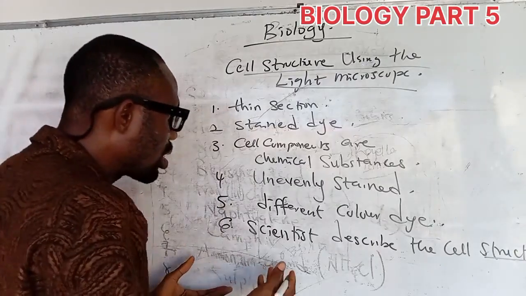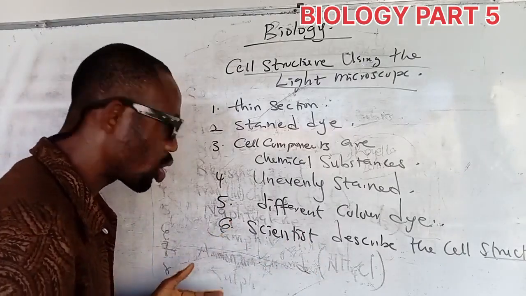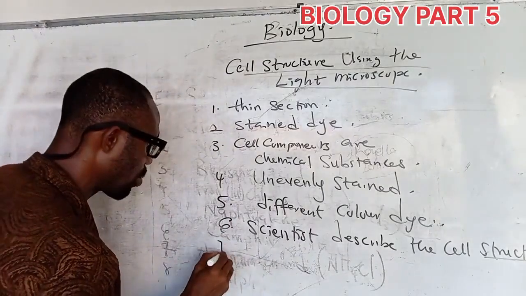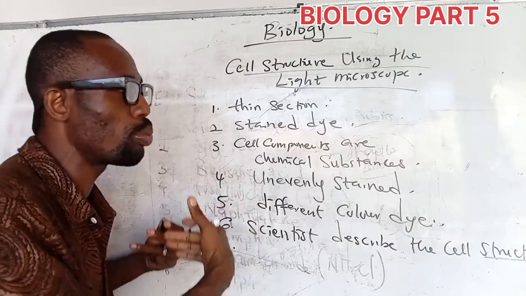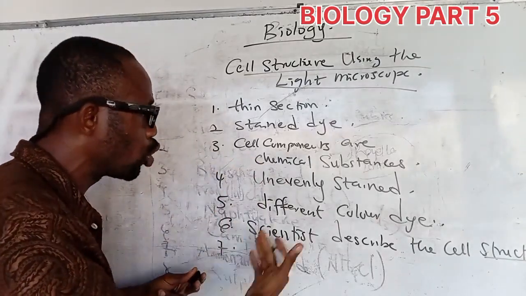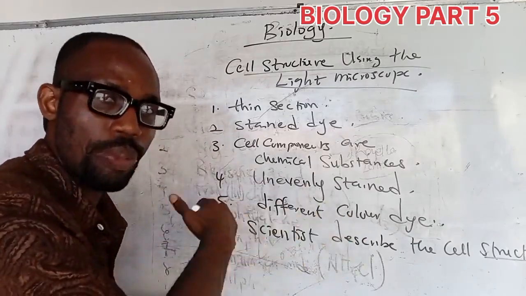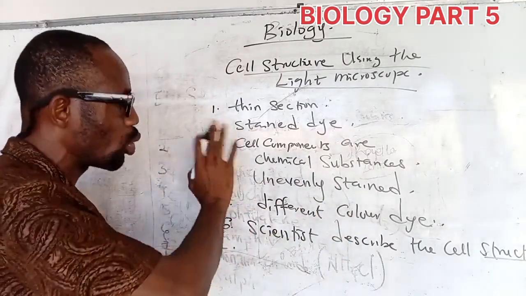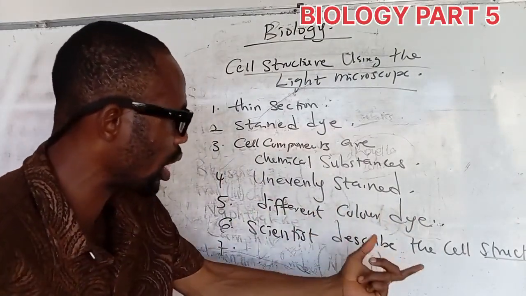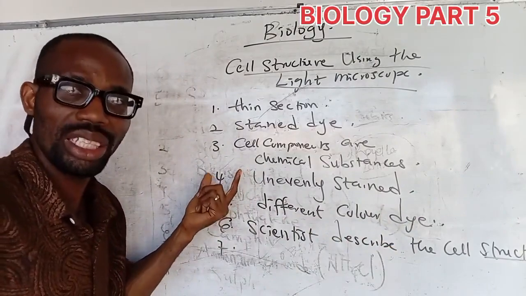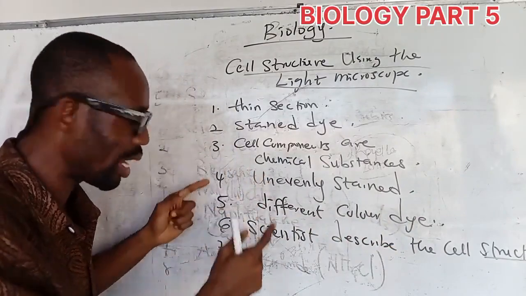And from this analysis, number 7, I'm just numbering it so that it will be easy for you to understand step by step. It's not like it was numbered, but I'm just doing that for you. So, scientists were able to describe the cell structure using this light microscopic analysis.